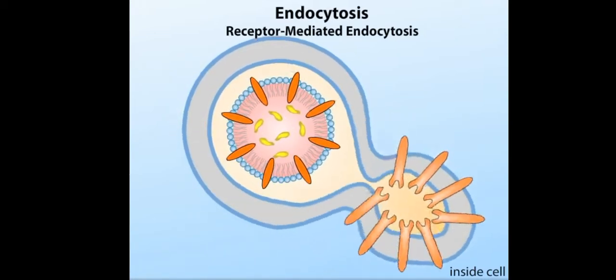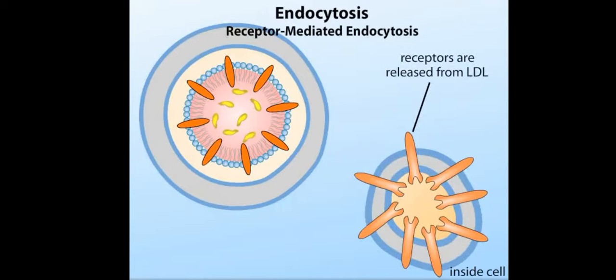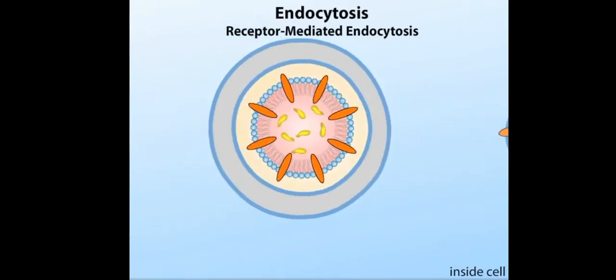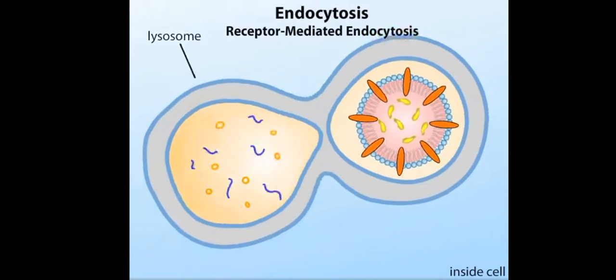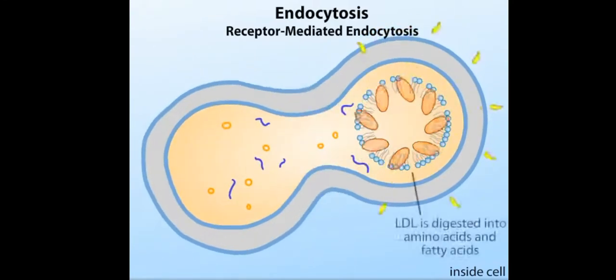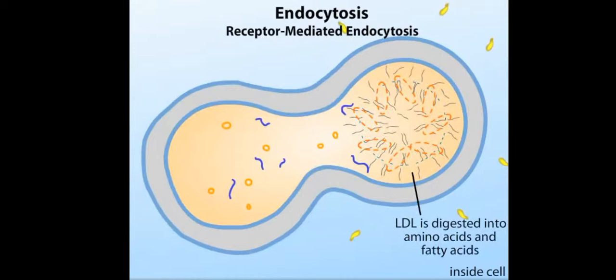After the receptors are released from the LDL particle, the vesicle fuses with a lysosome. A lysosome carries enzymes capable of digesting the LDL particle into amino acids and fatty acids. At the same time, the cholesterol is released into the cytoplasm. The cell either uses the cholesterol immediately or stores it for later.